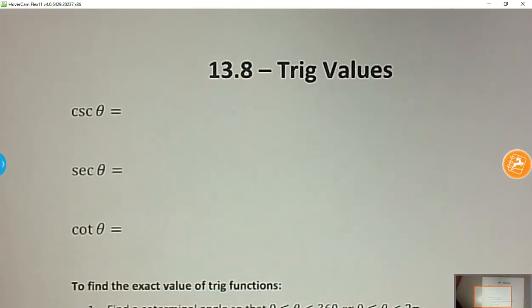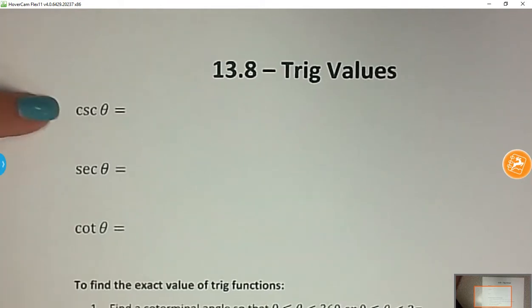Alright, so today we're going to finish up the first half of Trig with section 13.8 about trig values, and we've been talking about cosecant, secant, and cotangent for a little while. Haven't done a whole lot with them, but today we're going to do that.